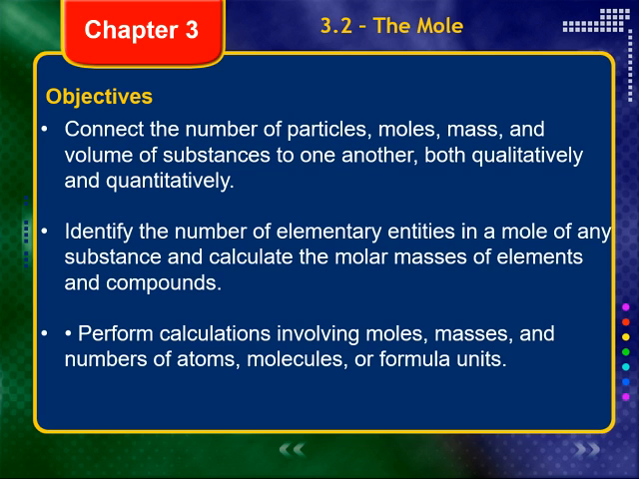Identify the number of elementary entities in a mole of any substance and calculate the molar masses of elements and compounds. This is basically saying, know what Avogadro's number is and know what it means. Elementary entities: how many particles are in a mole? And then lastly, perform calculations involving moles, masses, numbers of atoms, molecules, or formula units.